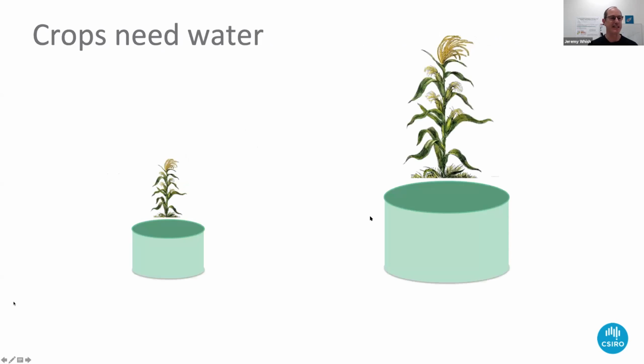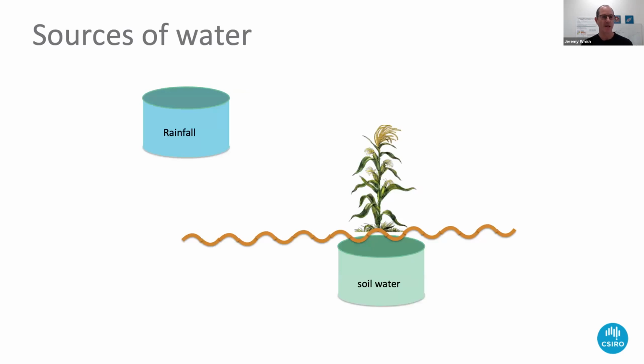Let's think about growing a crop. If we have a lot of water in our soil, we can grow a big crop. If we only have a little bit of water, we grow a smaller crop. So we've got two sources of water for growing a plant. We've got our rainfall, which comes during the season. We also have the water that we've stored in our soil, either left over from the previous season or gathered in any sort of fallow up until when we plant it.